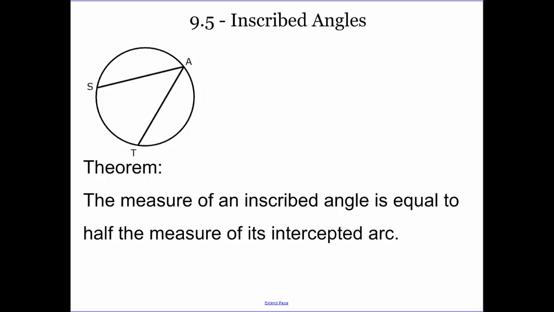Today we're going to be talking about inscribed angles. Our first theorem says that the measure of an inscribed angle, remember that means its vertex is on the circle, is equal to half the intercepted arc. So basically that means the measure of angle SAT is equal to 1/2 the measure of the arc that it intersects, which is arc ST.